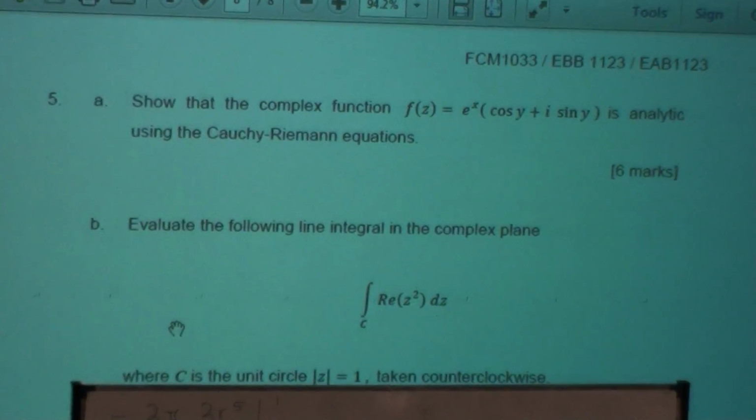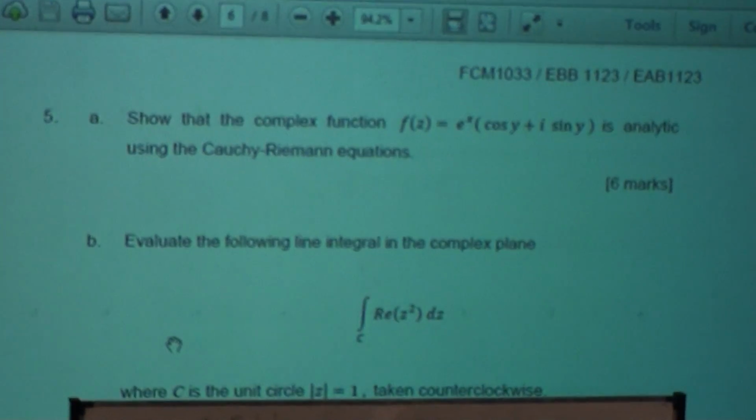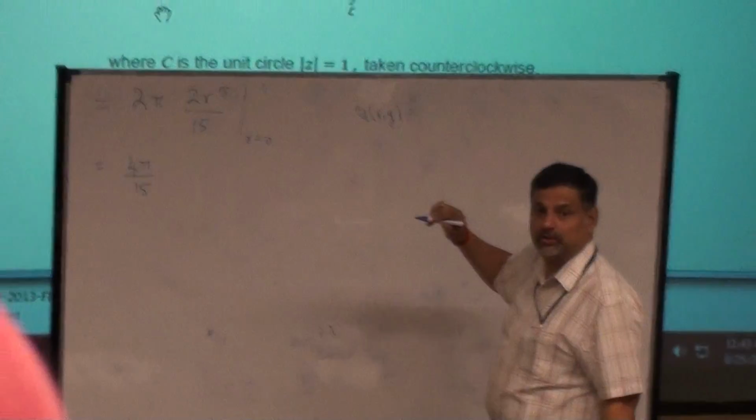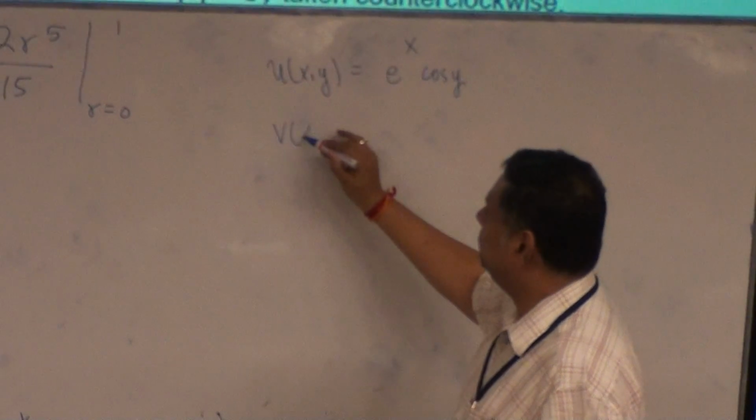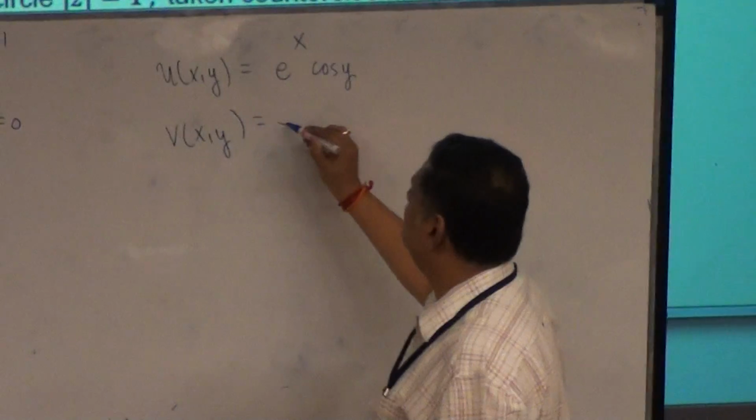Using Cauchy-Riemann equations, let's find out the value of u and v. So u of x,y is e to the power of x cos y, and v of x,y is going to be e to the power of x sin y.